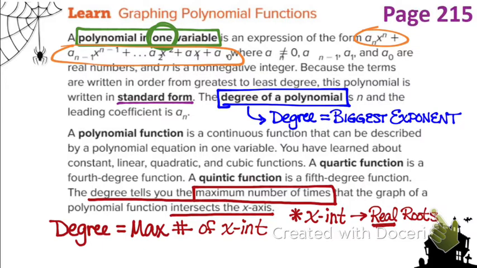In the last unit, we learned about imaginary numbers. A polynomial could have imaginary roots, but when I'm looking at the graph, the x-intercepts are the real roots or the real zeros because it's actually touching my x-axis. So far, so good? All right.